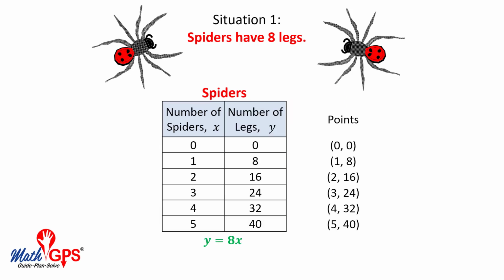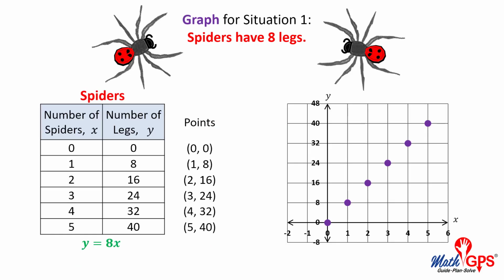We can then take the values in the table and rewrite those as points to be graphed on a coordinate grid. When we graph the points, as shown in purple, we see that there seems to be a constant rate of change. The points go up in a very predictable pattern, and it looks like a direct variation, but we won't know until we graph the line y equals 8x.